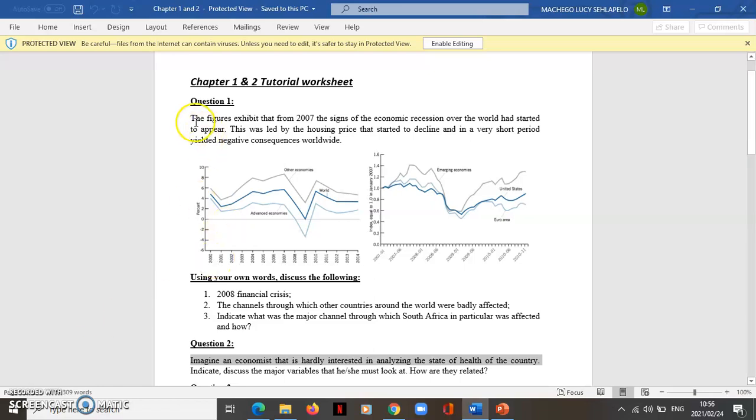Question 1. The figures exhibit that from 2007, the signs of the economic recession over the world had started to appear. This was led by the housing price that started to decline and in a very short period yielded negative consequences worldwide. Using your own words, discuss the following. 1. The 2008 financial crisis. 2. The channels through which other countries around the world were badly affected. 3. Indicate what was the major channel through which South Africa in particular was affected and how.